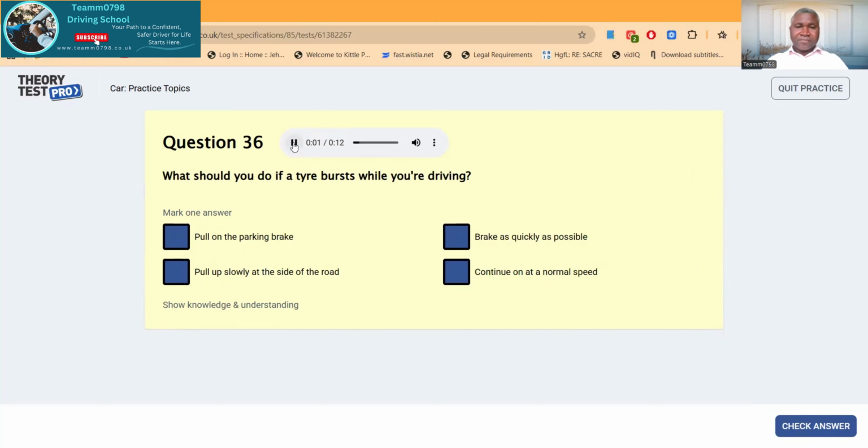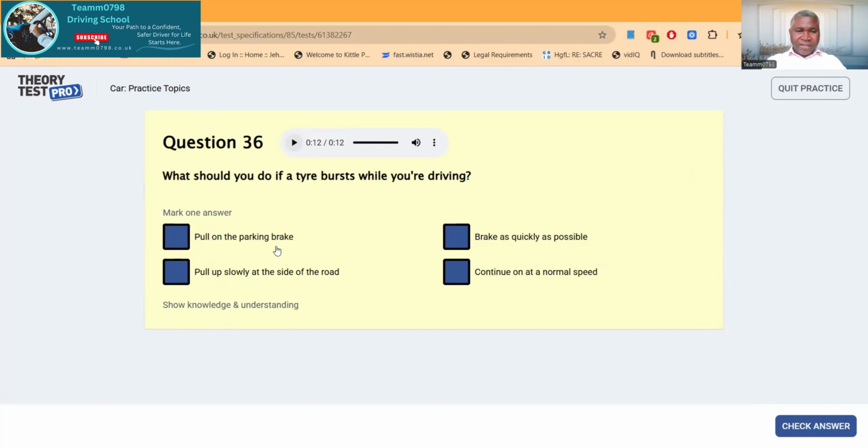What should you do if a tire bursts while you're driving? Pull on the parking brake. Brake as quickly as possible. Pull up slowly at the side of the road. Continue on at a normal speed.